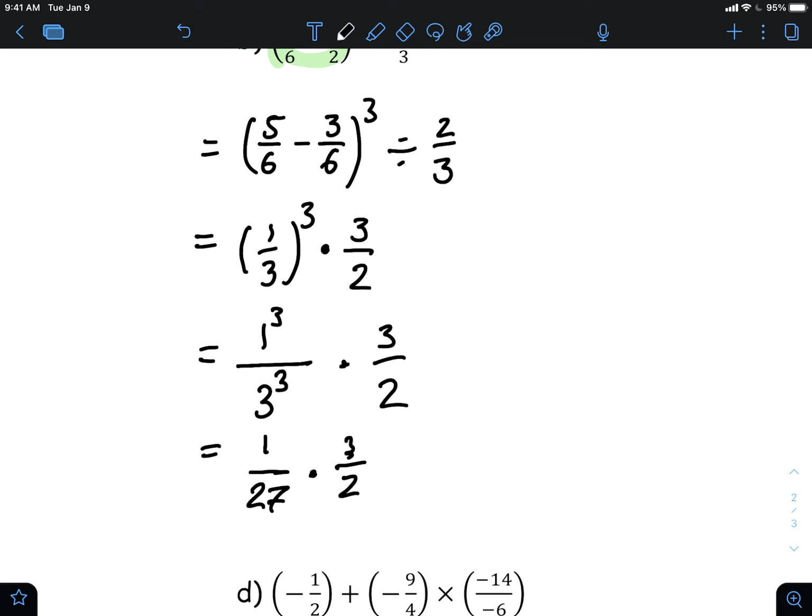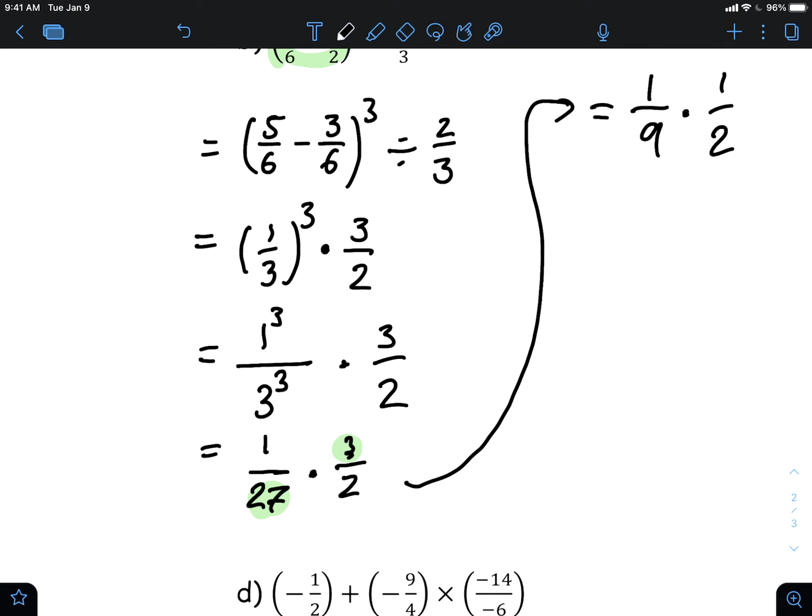Okay, so we've got 1 over 27 times 3 over 2. So before we do this, is there anything we can do to make our life easier here? Anything we can cancel out, perhaps? This one's not super obvious. But what you can do is you can see that 3 over 27 is just 1 over 9, because 3 times 9 gets you 27. So we can make that simplification. I'm just going to bring it up here. So that is the same thing as saying then 1 over 9 times 1 over 2. Are people good with that?